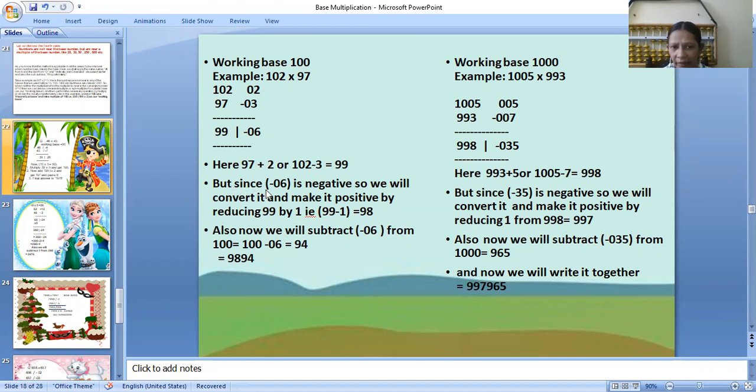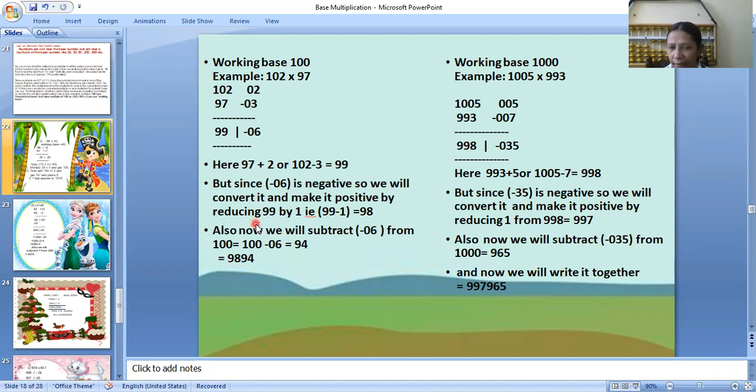Now you can see I have written this, but this minus 06 is negative, and when you multiply any numbers you will not get any negative term. You know that. If you do this with your general method, 102 multiplied with 97, you will never get any negative term. So you have to convert this negative term into a positive term. There is one method in Vedic maths which you have to follow while converting. Now see, this is negative, so you will convert it. This is very important. You have to convert it and make it positive by reducing.